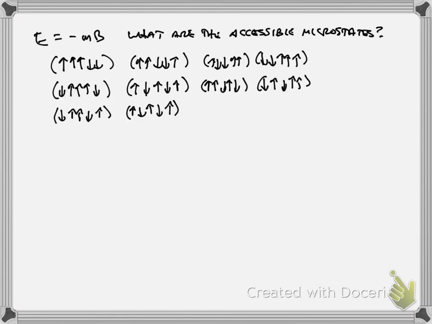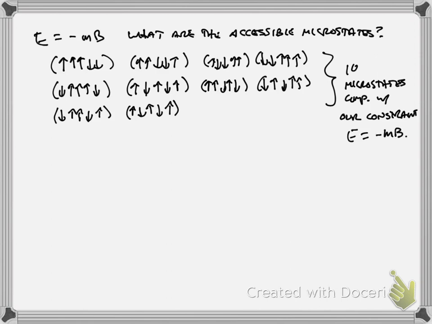So I've taken the liberty of writing down all the other possibilities, but these are the 10 microstates compatible with our constraint that the total energy equals minus mB. Okay, so our fundamental assumption of statistical mechanics is that if this is our constraint, then the system can be found with equal probability in any of these microstates. All of these microstates are compatible with our constraint, and we assume that these are all equally likely in the absence of any other knowledge.